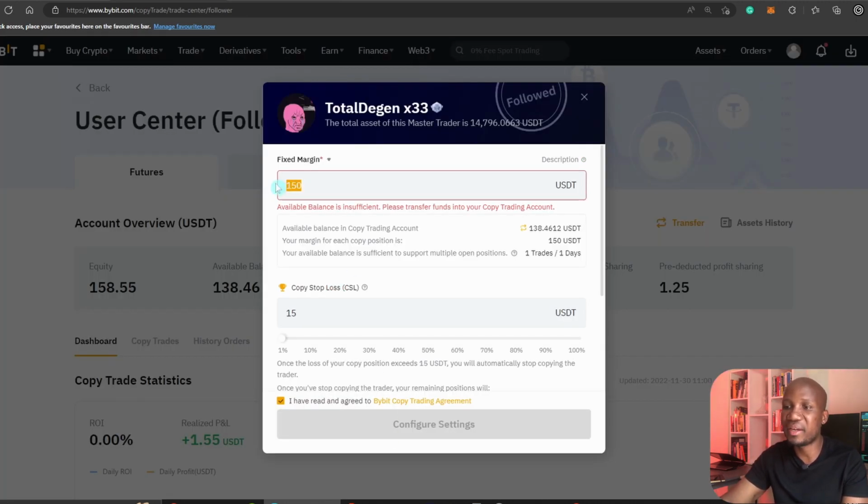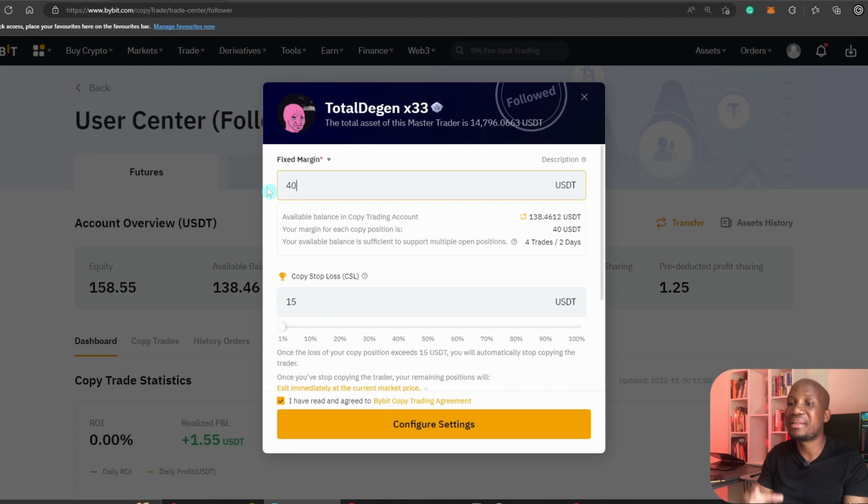I had to divide this by 4. So what you have to do here is, if you have $150, maybe just put $40. That means each and every trade that is opened is going to use that fixed margin on a single trade, and you leave the rest of the funds should the trader decide to open new positions. For that reason, you can see that in order to be very successful in copy trading, you will need a little bit more funds, maybe $500 plus.